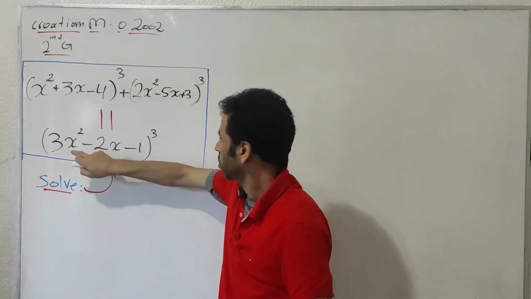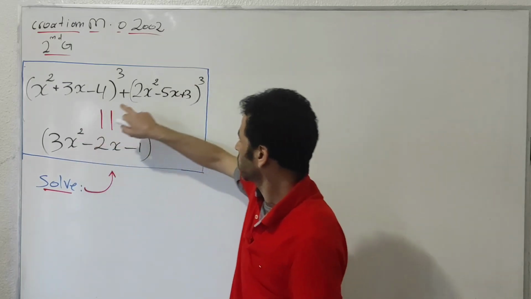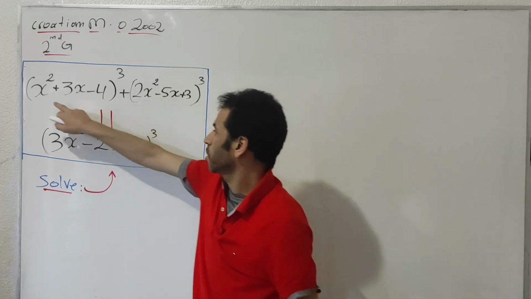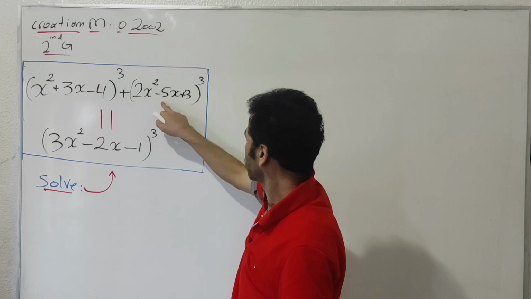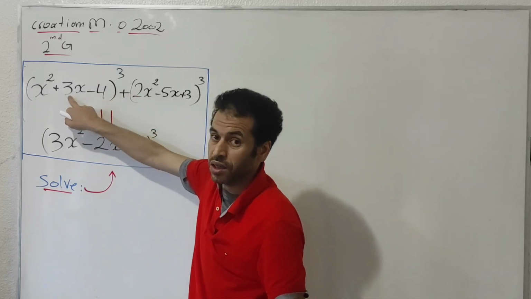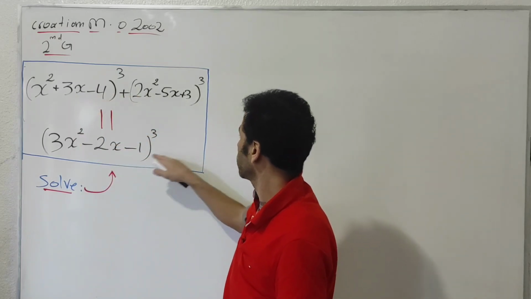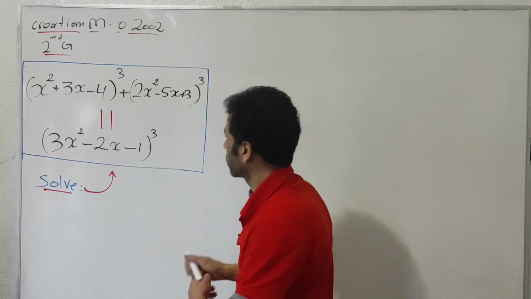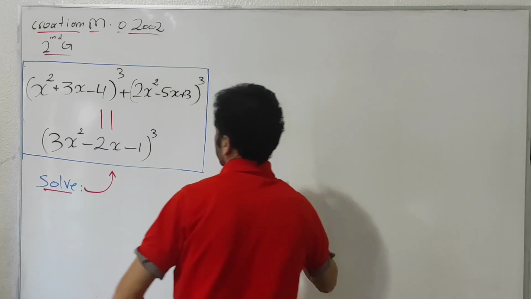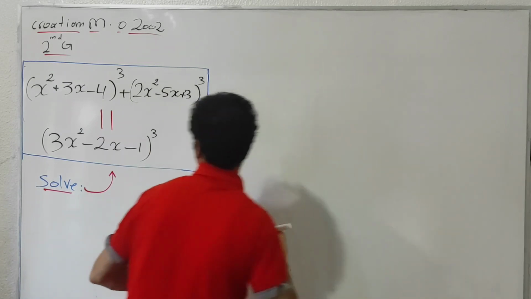Because let's take this one, we have 3x² minus 2x², it gets us x². If we put minus 2x minus, minus 5x is giving us 3x. If we put minus 1 minus 3 is giving us minus 4. So this is the most important observation that I can pick up from here.